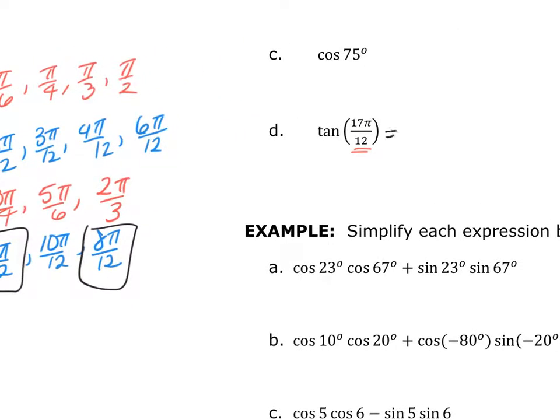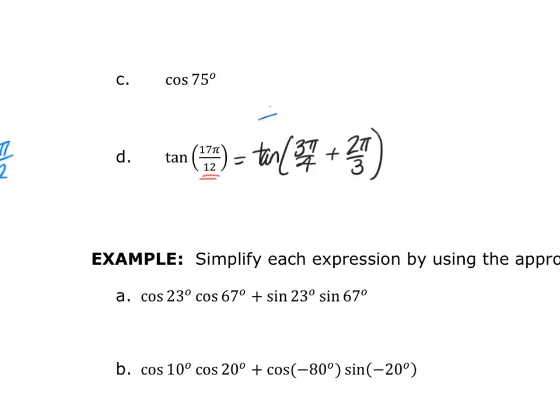So when I come over here, I'm going to write this as the tangent of 3 pi over 4, because it really is 3 pi over 4 before I bumped it up to have the same common denominator. And then it's 2 pi over 3 for the 8 pi over 12.